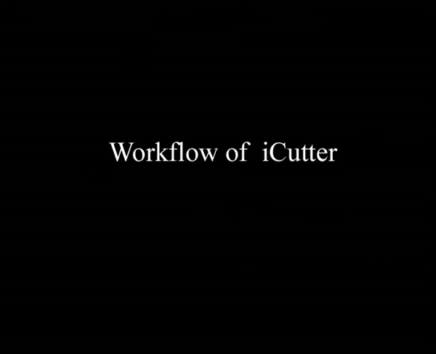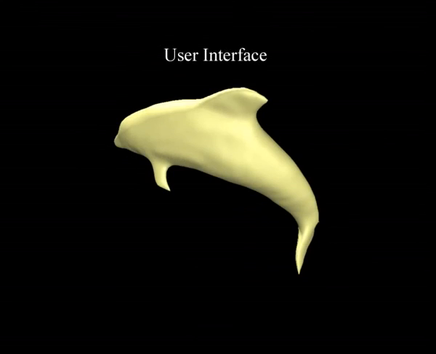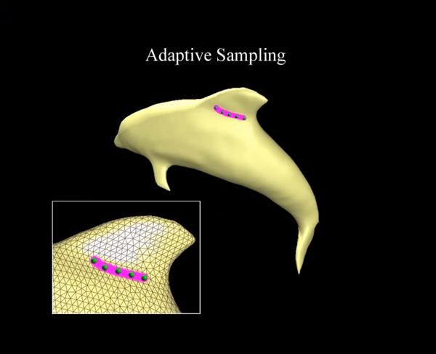Here's the algorithm of iCutter. To execute a cut task, the user roughly draws a stroke on the mesh to specify where cuts should be made. Then a set of points are uniformly sampled from the stroke. For each sample point, we compute a set of points along the normal direction of the stroke and select the one with minimal negative curvature.